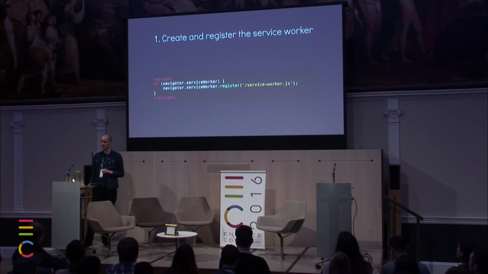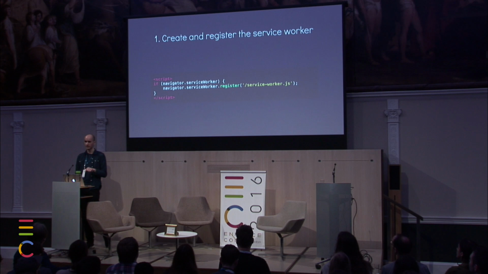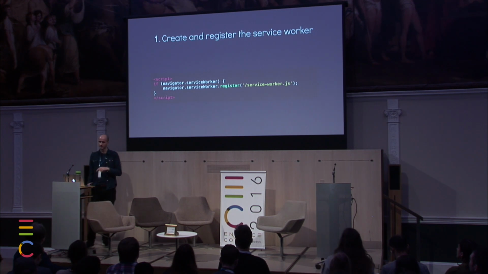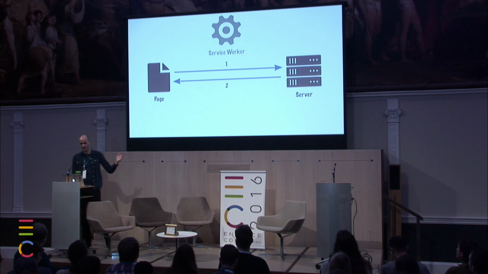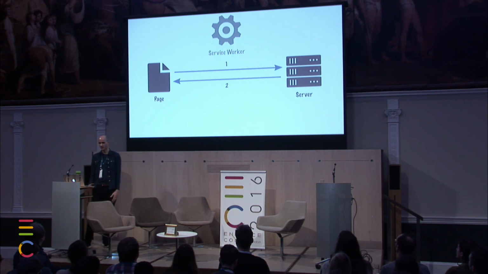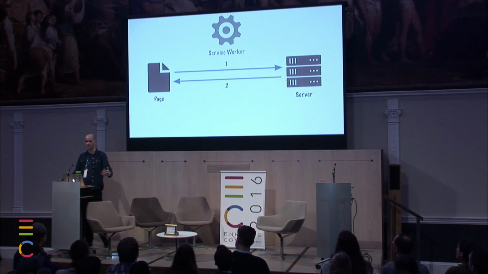Any subsequent visits to this website, theguardian.com, will be routed through the service worker we just registered. So now we have a service worker. Any request will go straight to the server and back. It won't go through the service worker because we're not currently doing anything with our service worker.